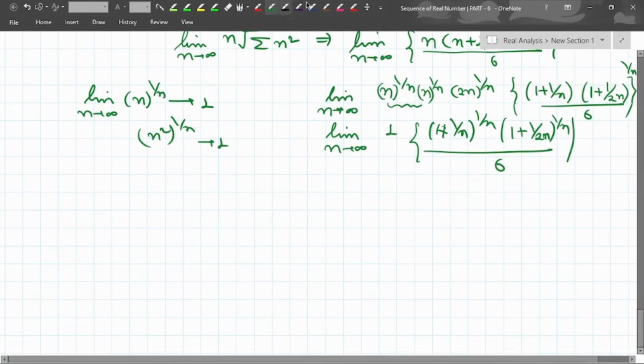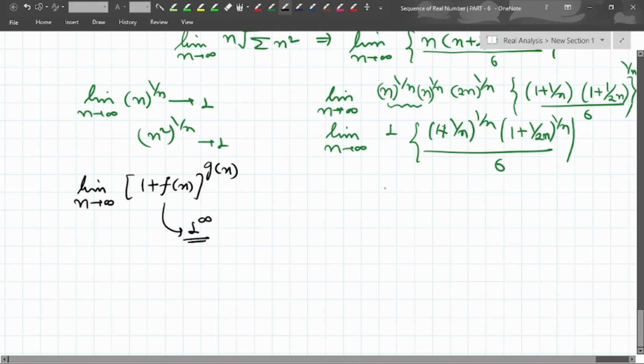Now I will tell you one formula. If you have a function like this, 1 plus f of x power g of x, and you are applying the limit as n tends to infinity, and you are getting 1 power infinity. If you are getting this, let's say this is infinity, then 1 plus 1 upon infinity, this is 1 by infinity. From here you are getting 1, and this is 1 power 0. It is also an indeterminate form.